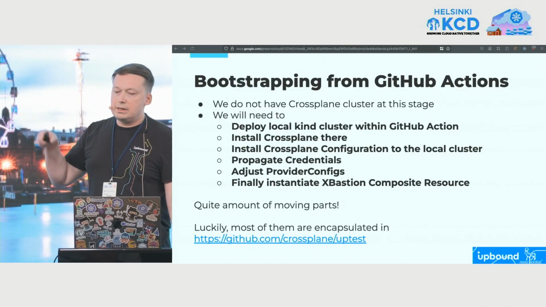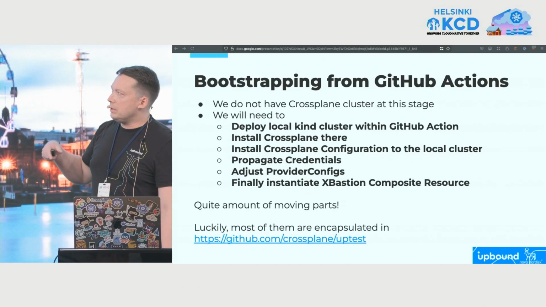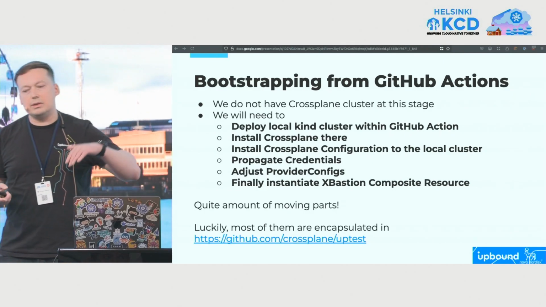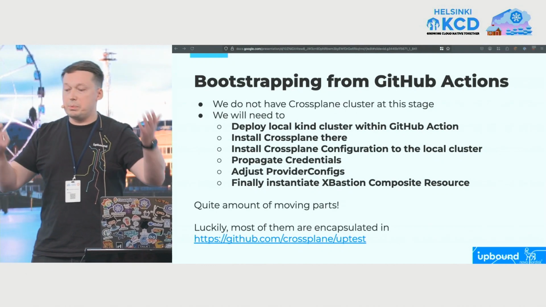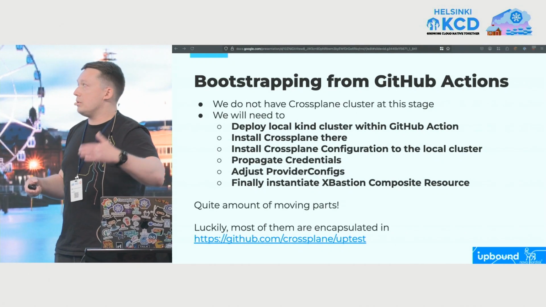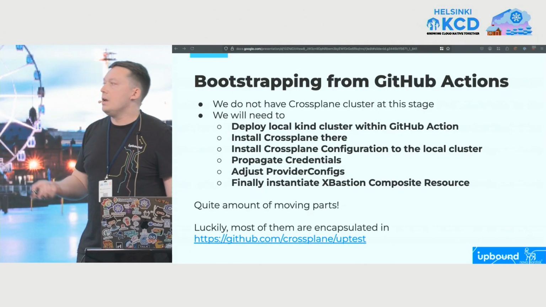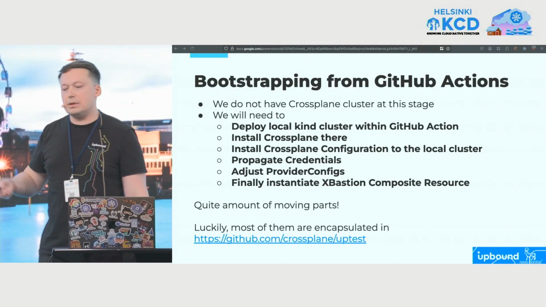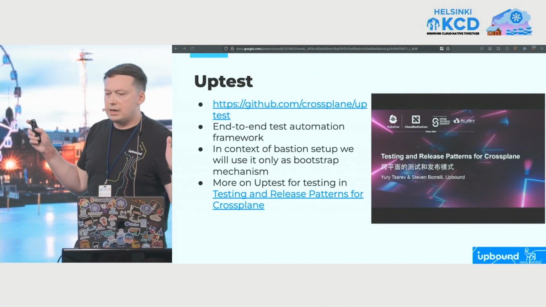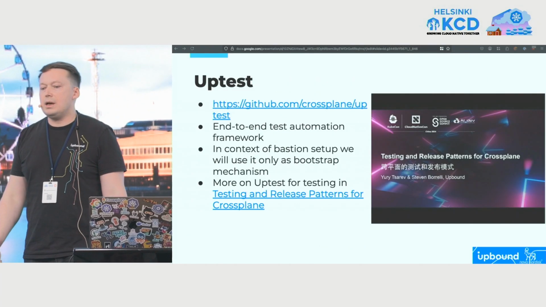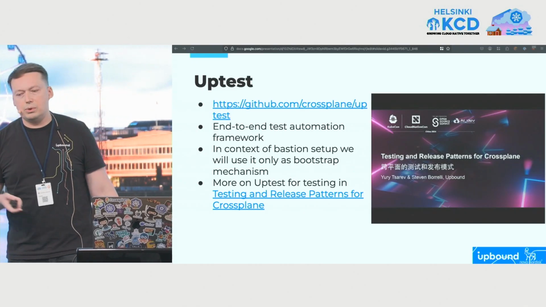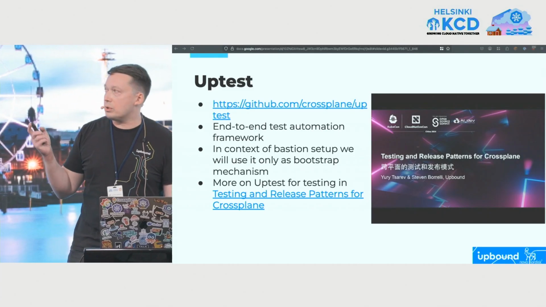To enable it within a GitHub Action itself, we will need to perform a number of steps: deploy a kind cluster on a GitHub runner, install Crossplane there, deploy a Crossplane configuration, configure credentials, and finally deploy an actual composite resource for our Bastion environment. So the number of moving parts is pretty high, but luckily we have a tool called uptest that nicely abstracts this setup. The main purpose of uptest is an end-to-end test automation framework for your Crossplane compositions.